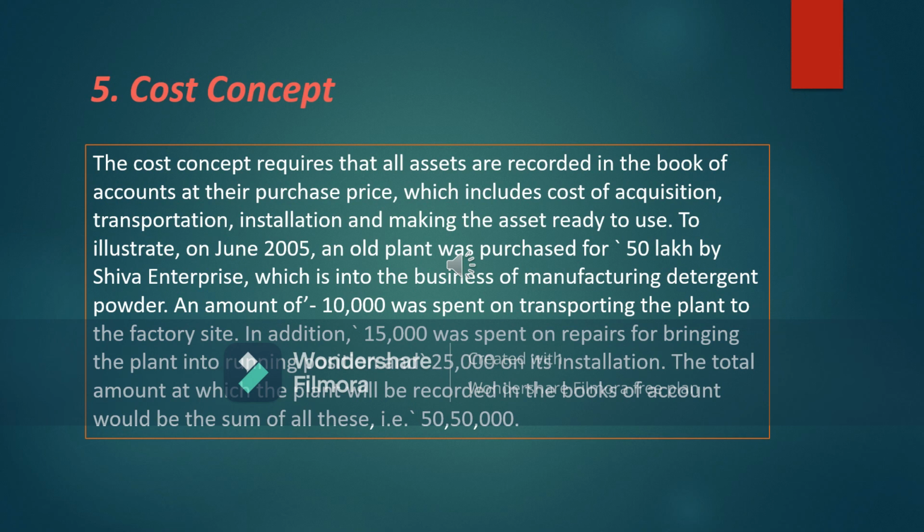So the total amount at which the plant will be recorded in the books of accounts would be the sum of all these, right? The cost concept says that the purchase price or the total cost incurred, if we have started any business or purchased something, so the total cost incurred on that particular asset should be recorded in the financial transactions. This is called the cost concept.